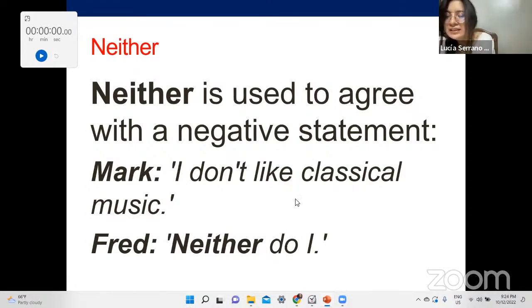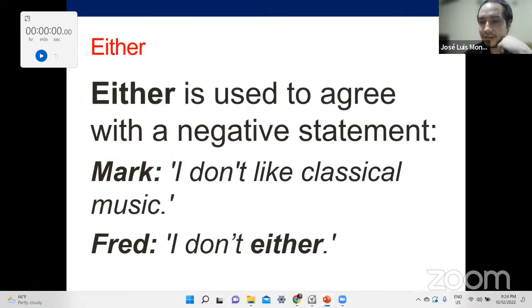So okay, how would it be? Neither will I. Neither will I, correct. And what about either? How do you use the same with either? Either will I. But remember, with either there is no inversion. Either is the classical form, the traditional order. So it's going to be like this: subject, auxiliary negative, and either. Okay, I won't either. Exactly.